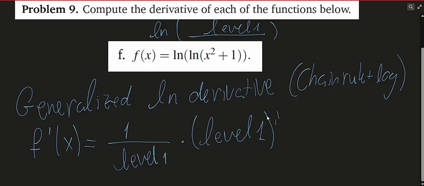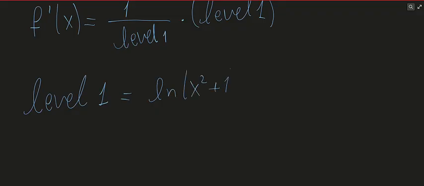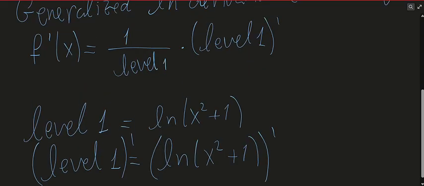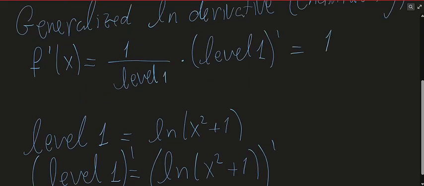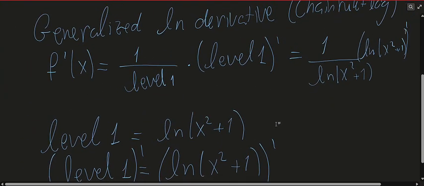But what is level 1? Level 1 is ln of x squared plus 1. So level 1 prime would just be ln of x squared plus 1 prime. Good. Now, how do we actually compute this? If we plug in, we get 1 over ln of x squared plus 1 multiplied by ln of x squared plus 1 prime. Good. The only part that remains is to compute the prime.